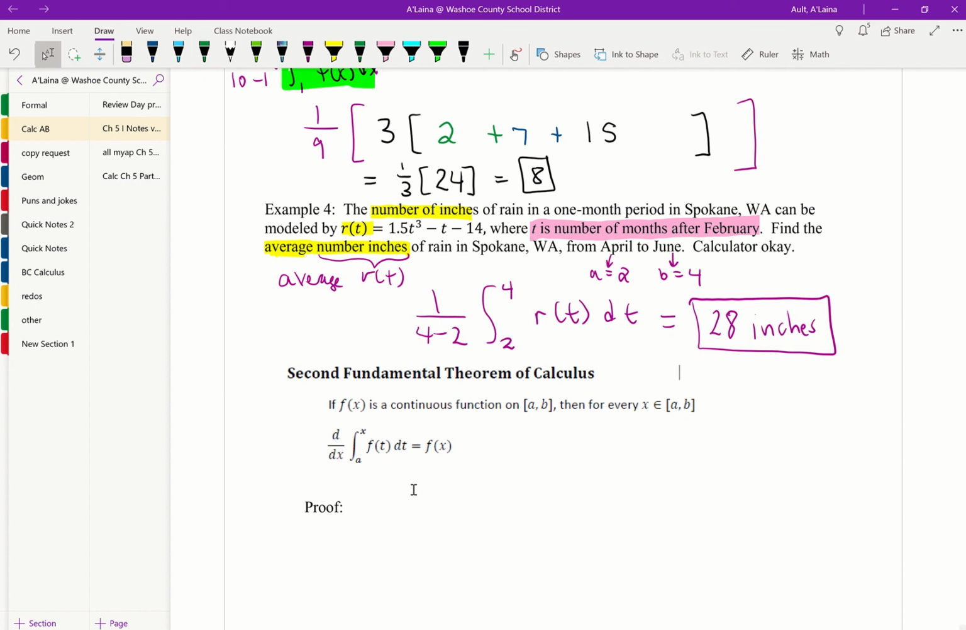Okay, I'm going to stop this video right here and restart the next video where we'll start with the second fundamental theorem of calculus.